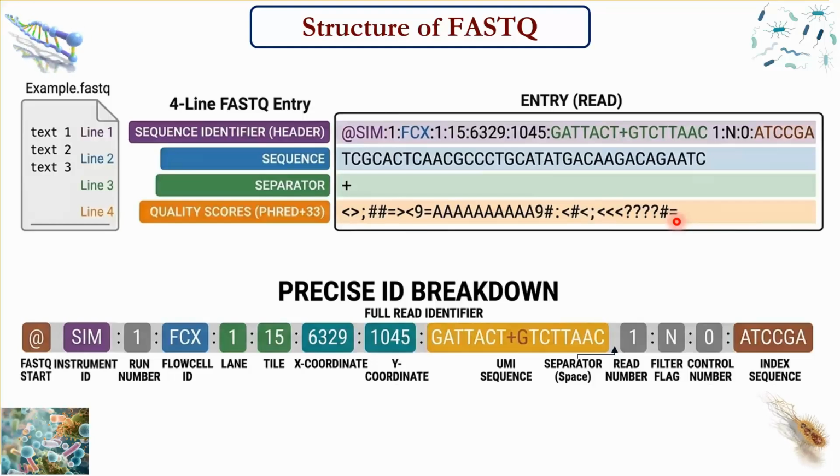So if the sequence contains 100 bases, the quality line must also contain exactly 100 quality characters. A FASTQ file contains thousands to millions of these 4-line entries repeated one after another. That's why FASTQ files often become very large. Each entry in a FASTQ file represents a single sequencing read, and each read is generated from an individual cluster on the flow cell in Illumina sequencing.